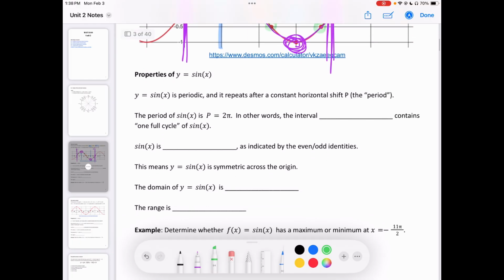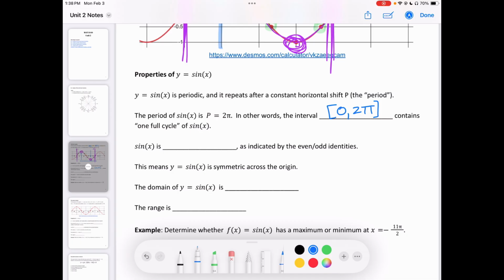Some properties of the sine function. Let's talk about those. It's going to repeat itself every time you reach 2 pi. So the interval in this case is 0 to 2 pi, and that is one full cycle of sine. Just like on the physical circle itself, one loop is from 0 to 2 pi.